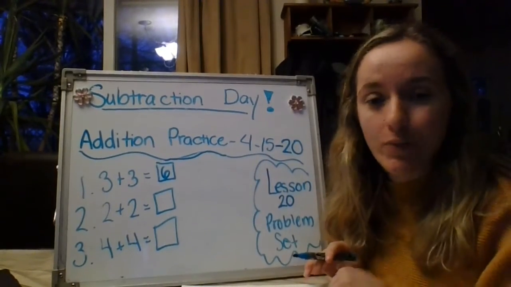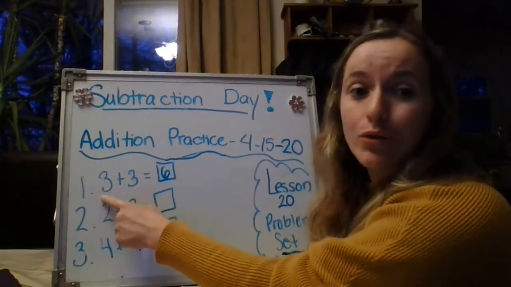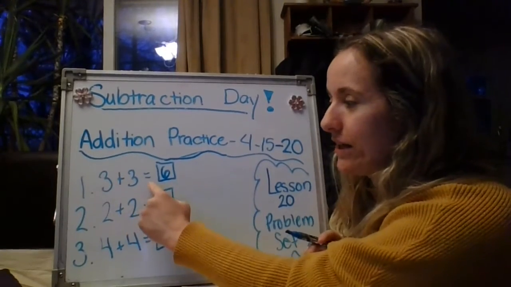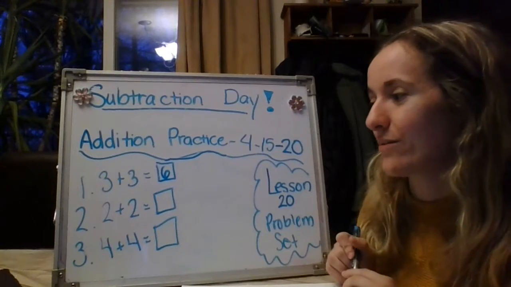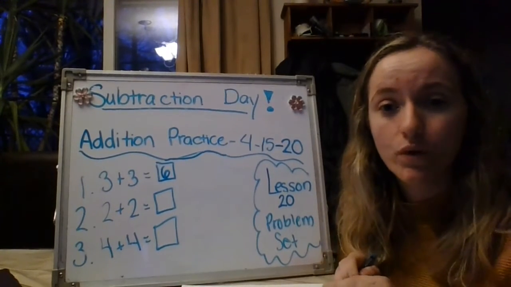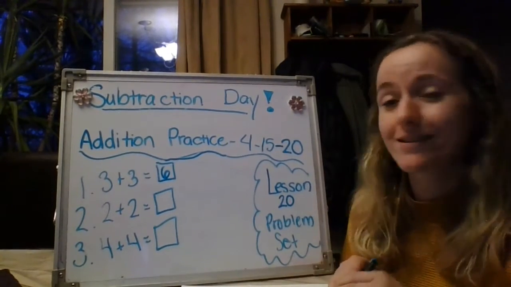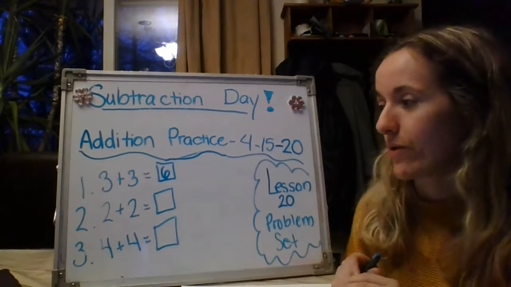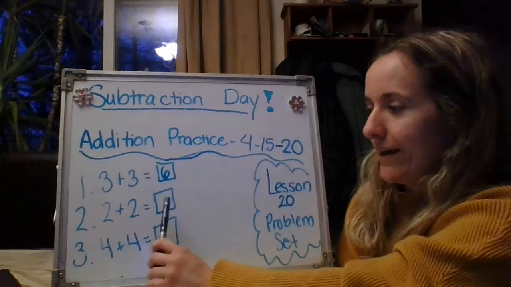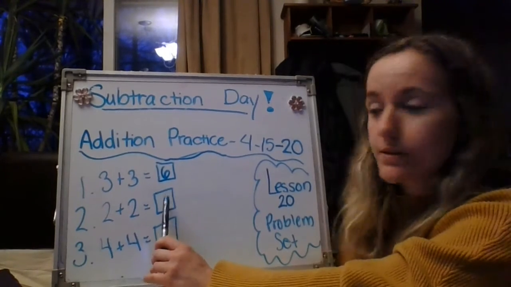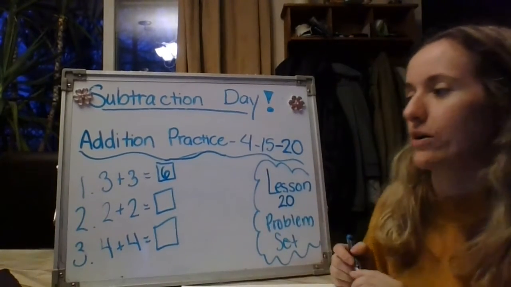Go ahead and repeat that with me as I do it again on the board. Ready? 3 plus 3 equals 6. Great job, guys. I'm going to move down to my second problem. This second problem, I'm going to draw a picture this time, because that's another way I can solve my addition problems. So I have 2 plus 2 equals, I need to figure out what 2 plus 2 equals. I'm going to do that with pictures.